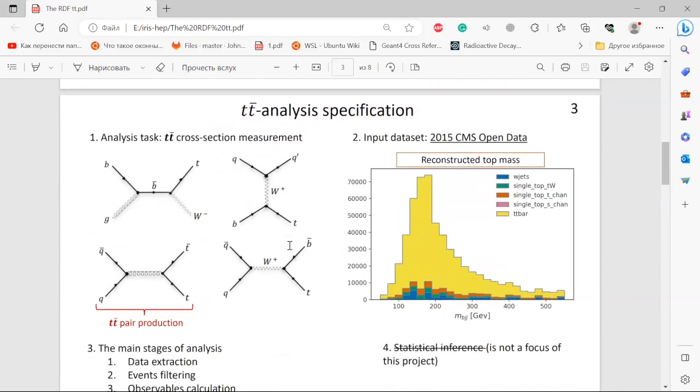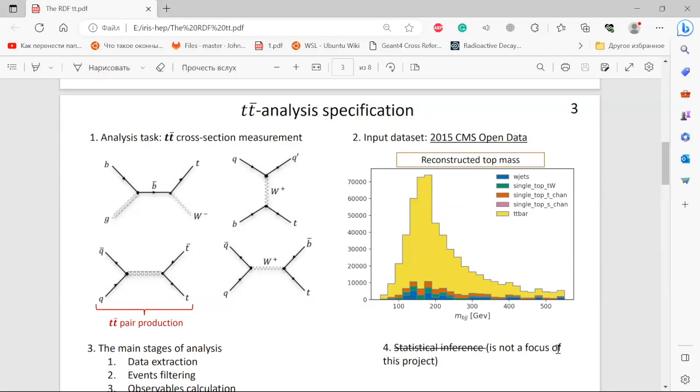The physics analysis task is top quark cross-section measurement in a single lepton channel with CMS open data. This includes in particular top quark mass reconstruction, and the handling of systematic variation.